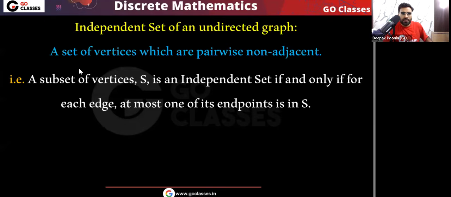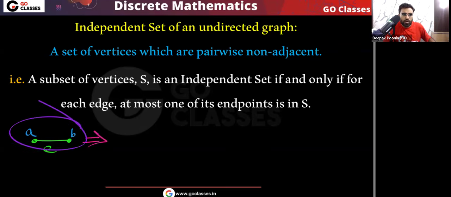So you can see a set of vertices which are pairwise non-adjacent, that is an independent set. Remember, in the independent set, what should happen? If there is an edge, just consider any edge, whatever edge you consider, let's call this edge E, and let's assume these are the endpoints A comma B. Then what can you say? Then one thing is certain, that both of these A comma B cannot belong to the independent set.